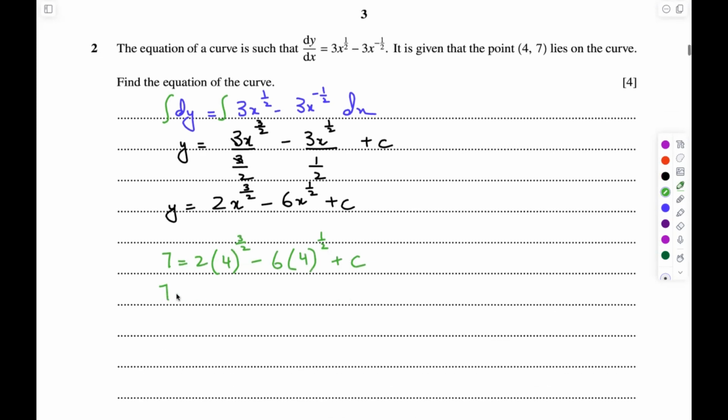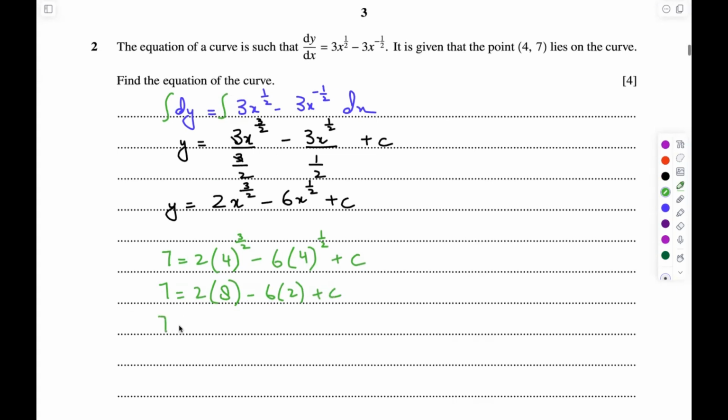Simplifying this, 4 to the power 3 upon 2 is 8. So this will be 2 into 8 minus 6 into 2 plus c. 2 into 8 is 16, 16 minus 12, so that will be equal to 4 plus c. So c will be equal to 7 minus 4, which is positive 3.